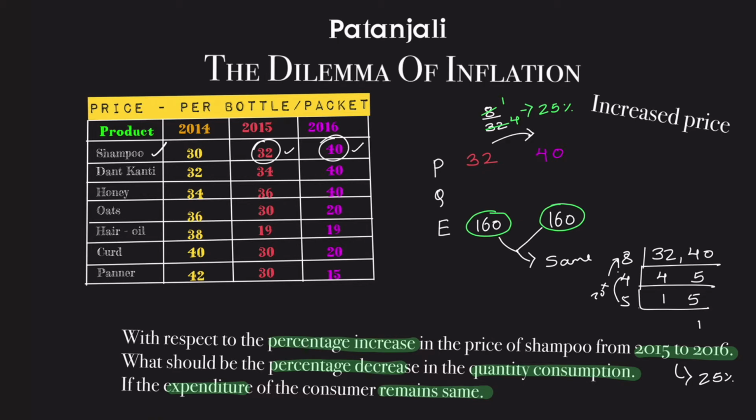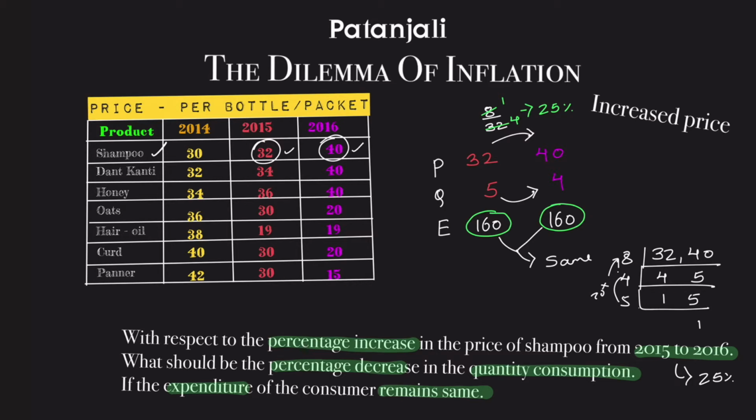So I'm saying the price increases from 32 to 40, which is a 25% increase in the price. Expenditure remains the same, which means my salary remains the same. Last year also it was 160. This year also it is 160. So what is happening with the quantity that I consume? 32 into 5 is 160 and 40 into 4 is 160.